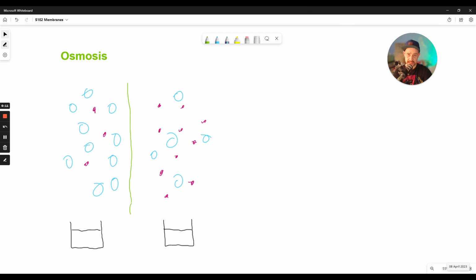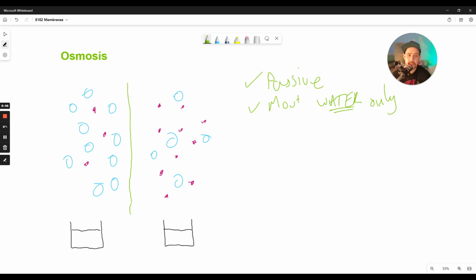Okay, so now that we've looked at diffusion as one of the simple passive processes of movement across a membrane, we're now going to look at our second passive process, which is a little bit more complicated, and that is the process of osmosis. Now, osmosis is a passive process just like diffusion. Okay, so it does not require any energy to occur. However, osmosis relates to the movement of only one type of molecule, and that is water. So it's the movement of water only.